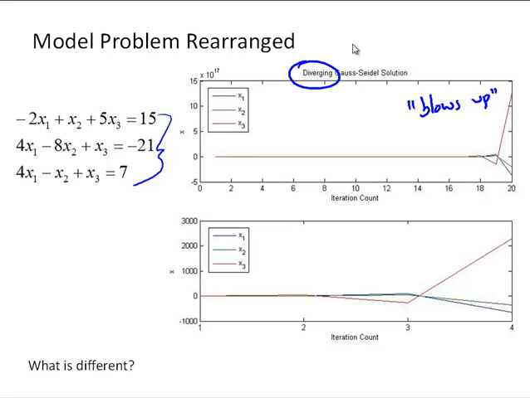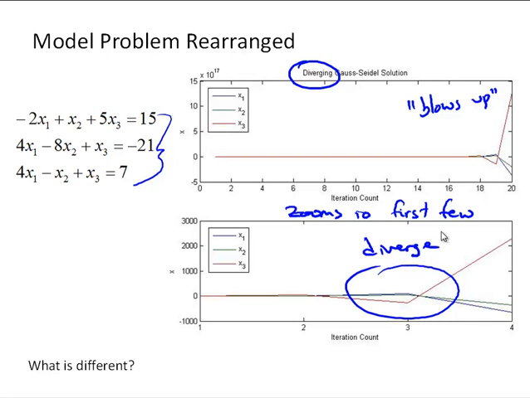It's a diverging solution, and you can see that that happens right away. This second figure zooms in on the first few iterations, and you see even by the second iteration things are starting to diverge. And we're not getting to those final solutions. So here we see that the Gauss-Seidel method can diverge. And let's look at what's different.